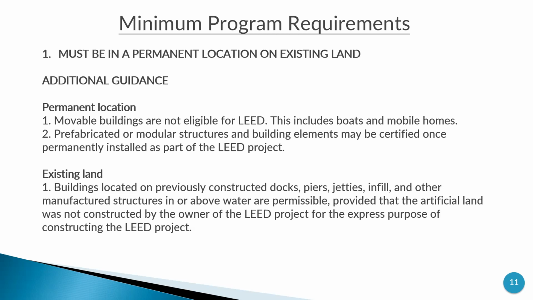Next, existing land. When you say existing land, buildings located on previously constructed docks, piers, jetties, infill, and other manufactured structures in or above water are permissible, provided that artificial land was not constructed by the owner of the LEED project for the express purpose of constructing the LEED project. That is existing land, you got it?